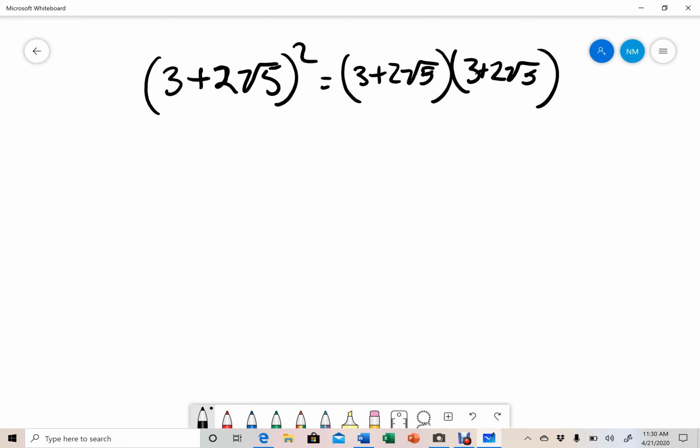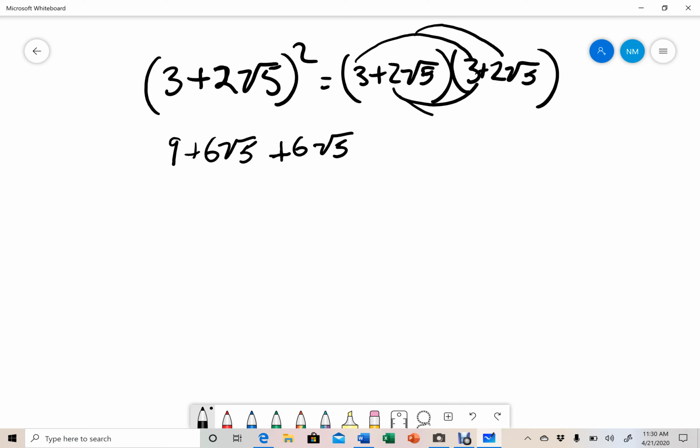Okay, meaning this is a perfect square, but if we're going to multiply it out, we're going to expand it so we can see what we're multiplying. So we're simply multiplying these two binomials together, using the FOIL process. We multiply 3 times 3, which gives us 9, and then 3 times 2 times the square root of 5, which gives us 6 times the square root of 5. And then we have the same thing here, 2 times the square root of 5 times 3, which is 6 times the square root of 5.